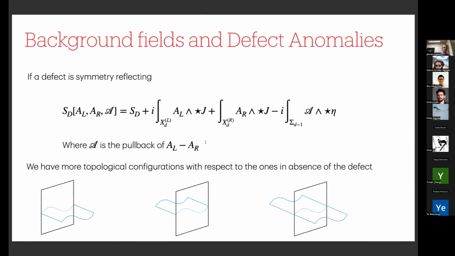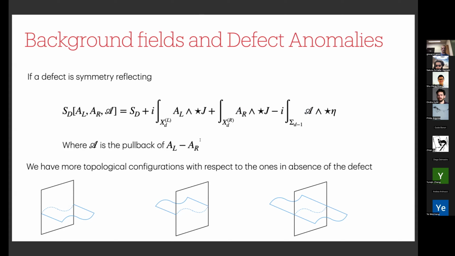So what happens now when the defect is symmetry reflecting? So I'm considering the case of codimension 1 symmetry reflecting defects, the ones that divide the space-time into two half spaces. So in this case, we realize that we can turn on backgrounds which are more general with respect to the one present in the theory without the defect. Indeed, we can turn on a background A left, a background A right, and then this curly A is just the pullback of the difference. So there is no relation between A left and A right.